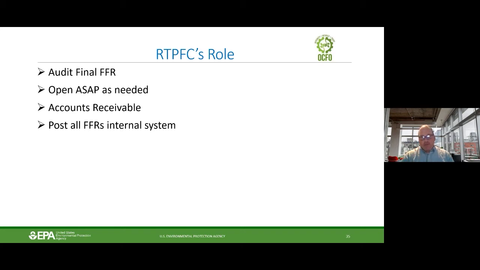The same way on the converse, if your FFR says you spent $90,000, but our accounting system shows you've drawn $100,000, we're going to set up an accounts receivable and ask you to return those funds to the EPA. So we're responsible for the financial closeout of the award, just as we're responsible for the payments and the obligations. We take your grant from birth to death financially. And then our other partners, the grants and the program offices, assist to completely close out the grant award. But this is our little piece of the action.